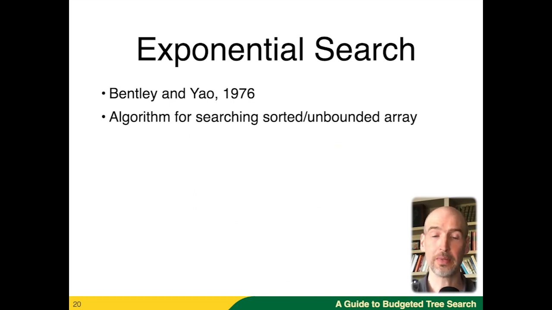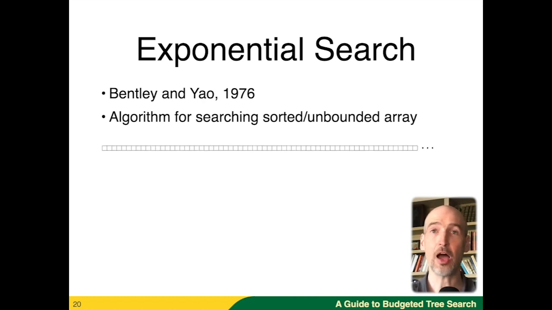Now, we're going to be able to use an approach from 1976 called Exponential Search, and we're going to use that to build an oracle. So we want to build an oracle that can tell us what next f cost to use, and this oracle we're going to show is not very expensive in practice.